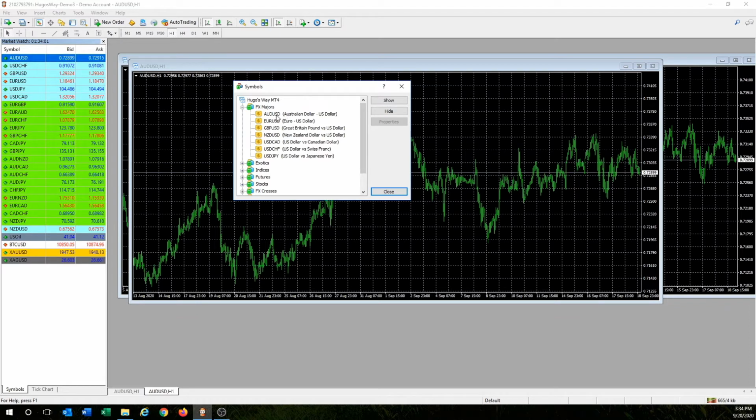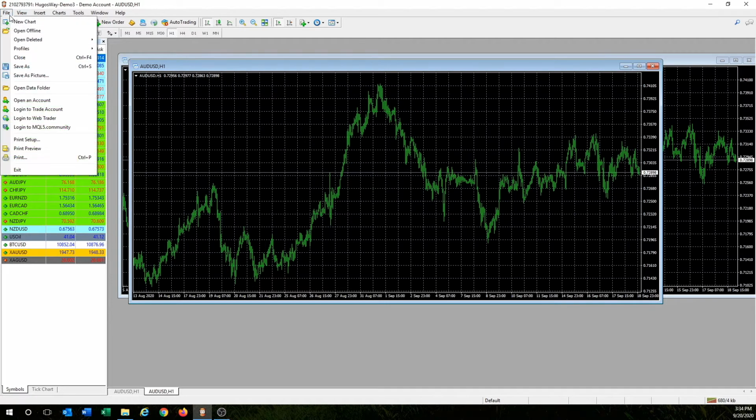See all the majors, these are called the major Forex pairs. You can see they're all already colored gold. That means they're showing. That's how we add new currency pairs that we want to trade to the market watch block. So I just want you to know that.